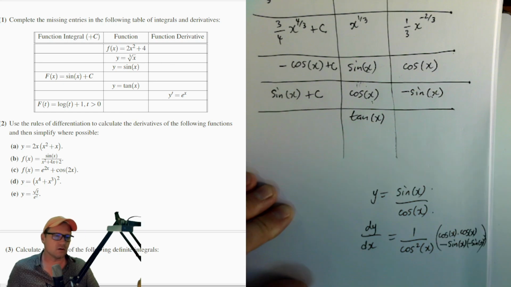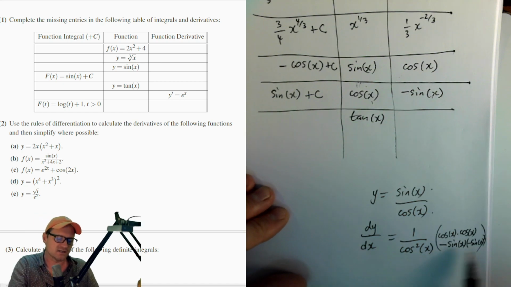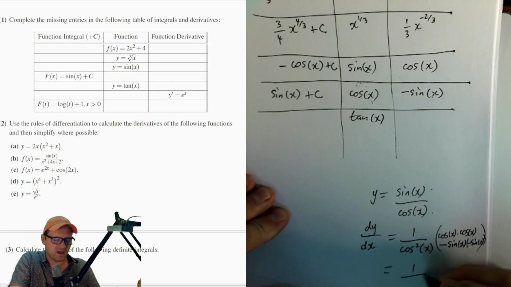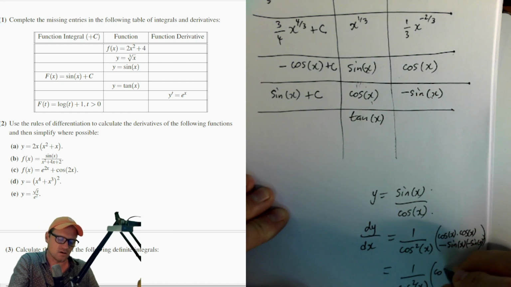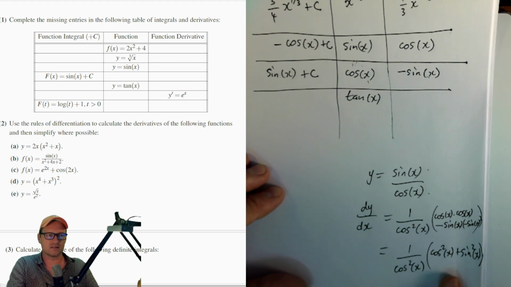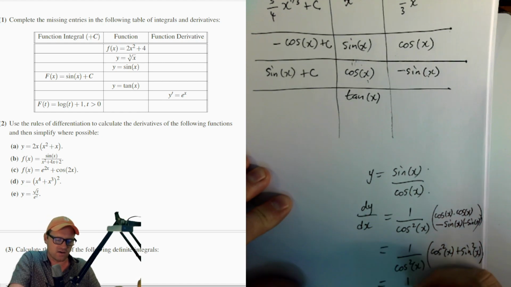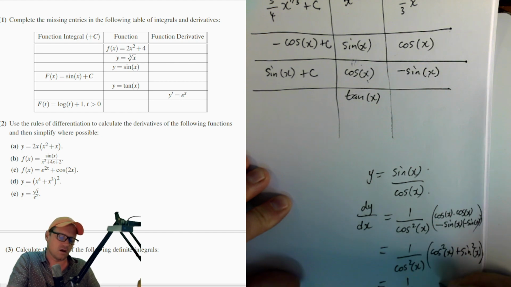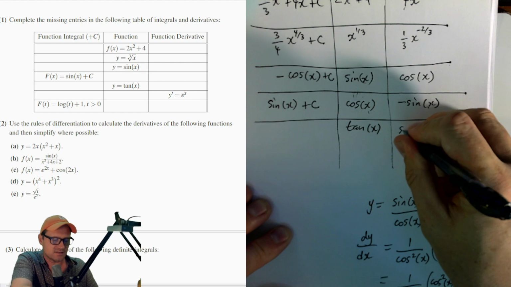So let's put that in brackets. Okay, and then we have two minuses, so that makes a plus. So what we have then is 1 on cos squared x, in brackets, cos squared x plus sine squared x. And of course, a trig identity says that this numerator there is 1. So we have 1 on cos squared x, which is sec squared x. Okay, so we come up here and we write sec squared x.